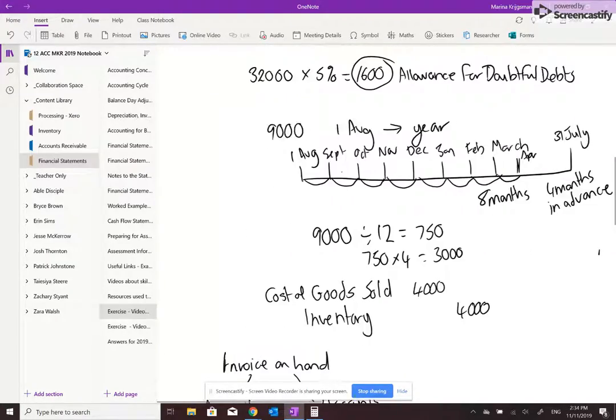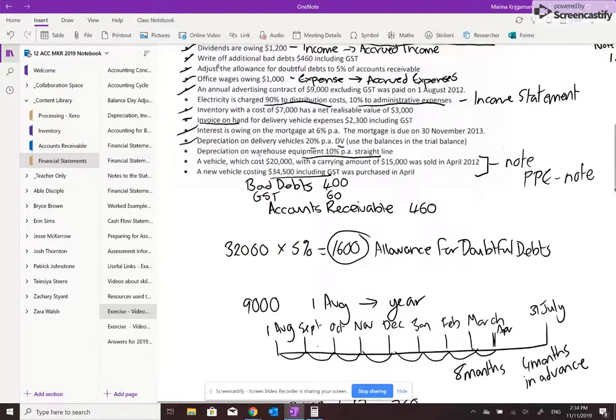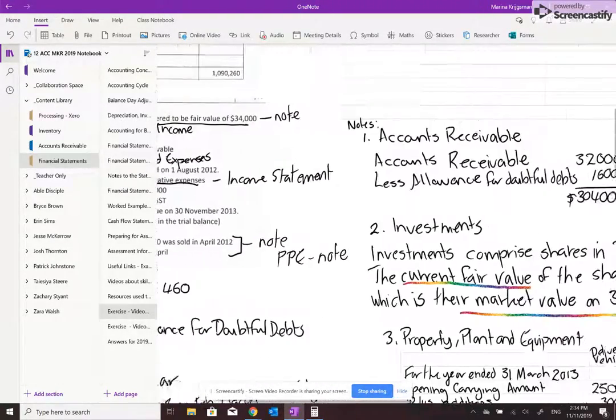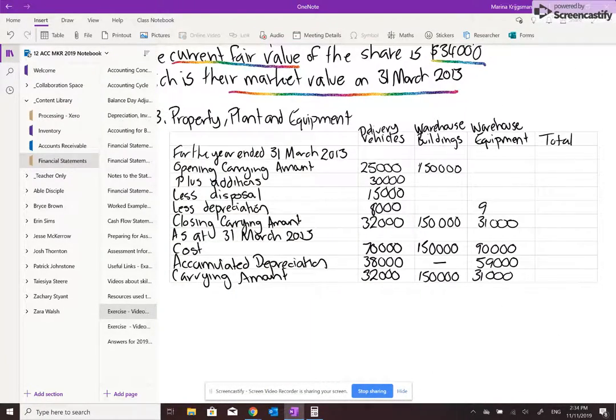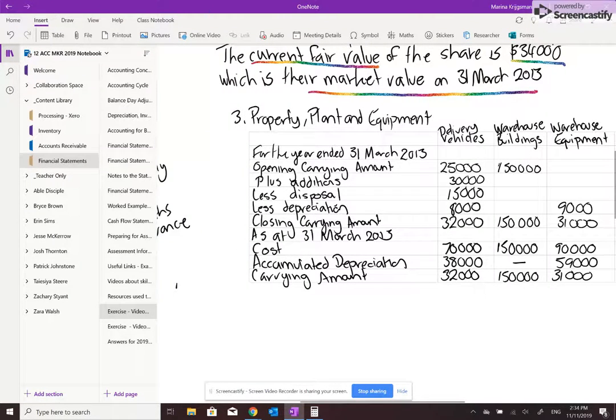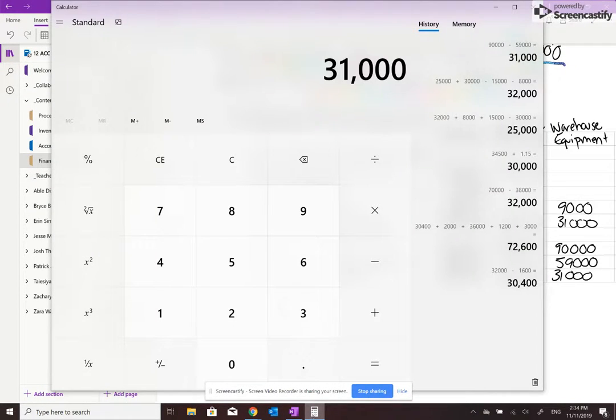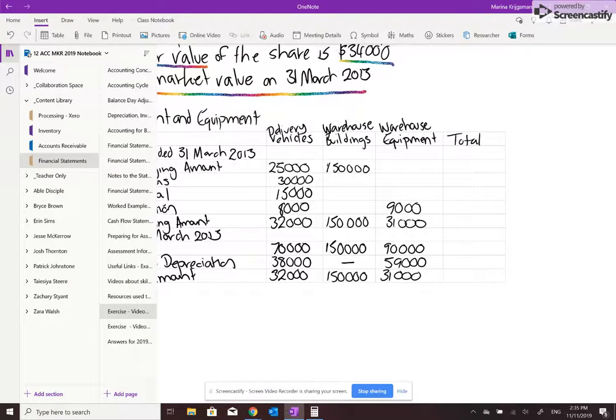Our depreciation was 9,000. We had no additions or disposals, so our opening carrying amount is just going to be 31,000 minus 9,000. It's 22,000.